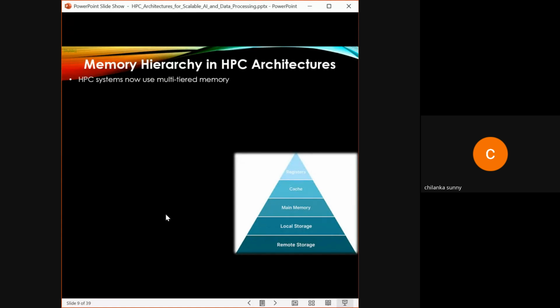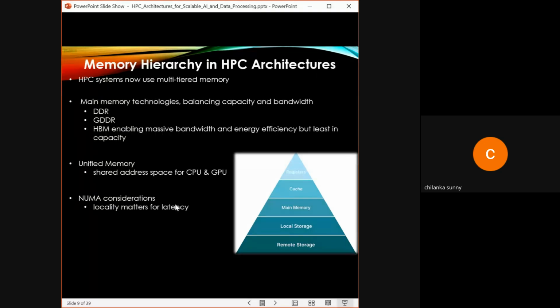Coming to the memory hierarchy in HPC, HPC systems rely on a multi-tiered memory hierarchy to balance speed and capacity. At the top, we have the registers and cache, which are the fastest, but also the smallest. So they're ideal for immediate computation. As we move down the hierarchy, we trade off speed for capacity. And the technology that we use for main memory is double data rate, DDR, which offers large capacity but limited bandwidth, typically around 50 to 100 Gbps.